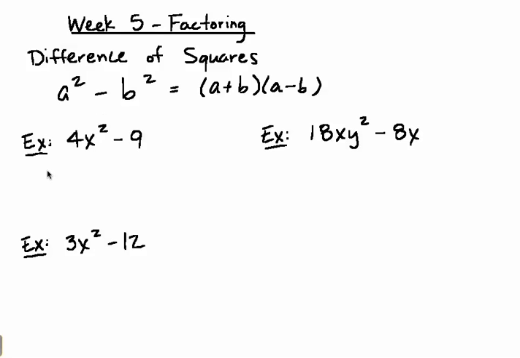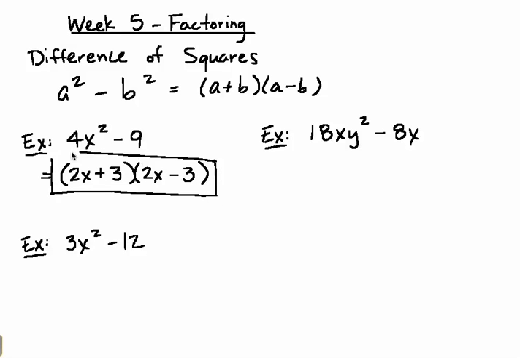So in our example, 4x squared minus 9, you want to check to see if both terms are perfect squares. They are, because the square root of 4x squared is 2x, so we put that in the first terms of each parentheses, 2x in each one. And the square root of 9 is 3. So we put the 3 in the second term of each parentheses. And then one parentheses will have a plus, and one will have a minus. And that's our final answer. There's really no work to show for this.